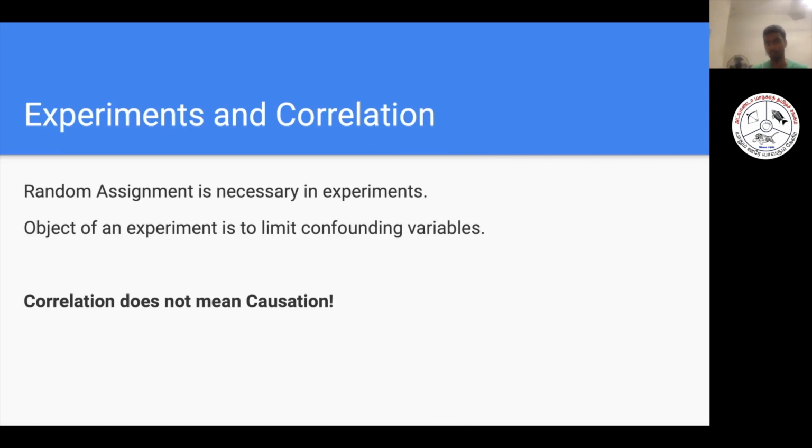The object of an experiment is to limit confounding variables. Essentially, we need to make sure that other variables don't influence our dependent variable. Let's relate it to a science lab. For example, in chemistry, if you mix two elements together, there's always air or water or something that mixes with those elements, and you'll not usually get a perfect mass.